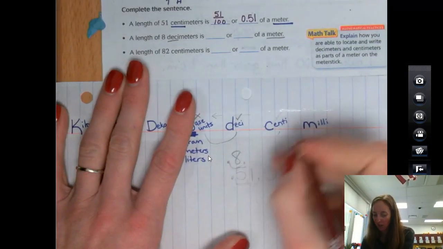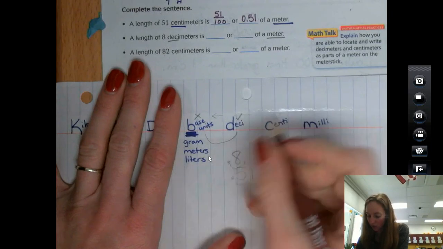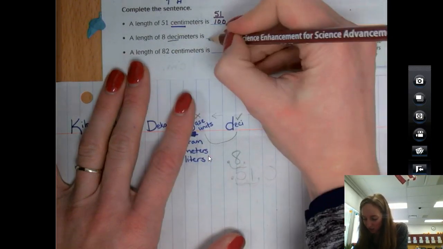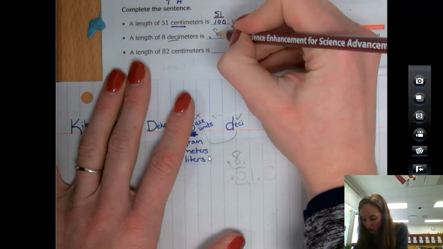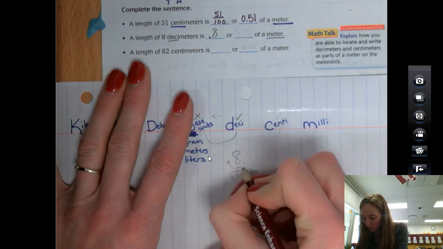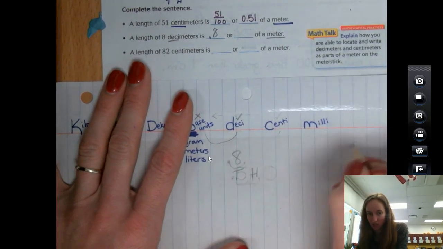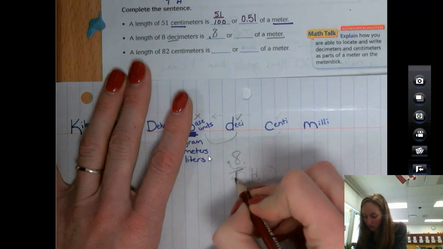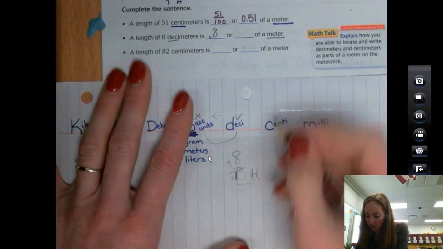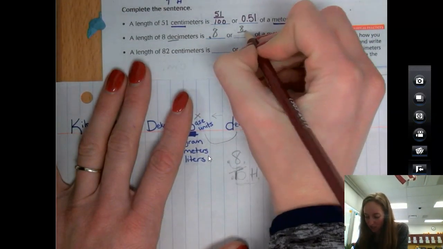Okay, now my decimal point is right here. So 8 decimeters is 0.8, or how would I say that? Look, that's my tenths place. This is my hundredths place, right? Can you see my T? So that would be 8 tenths. So as a fraction, that would be 8 tenths.